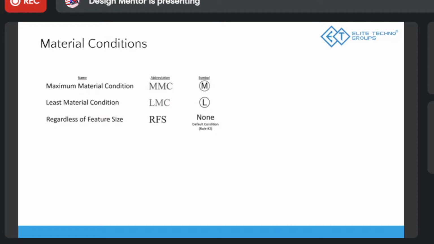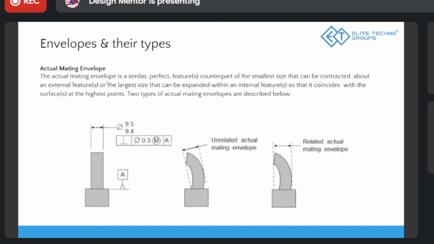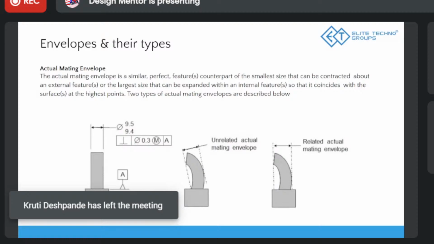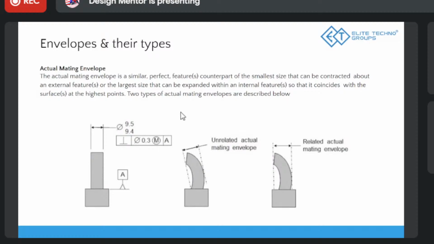Related and unrelated. Okay. So, see, the related means it is relating to something. Let's take a bottle, right? If I want to have an envelope, it would be like a shell for the bottle. Now, if the bottle is just lying like this and I put a shell, it's an unrelated. If the bottle is perpendicular to something, or sitting here, and then I put a shell on it, it's a related mating envelope, right?